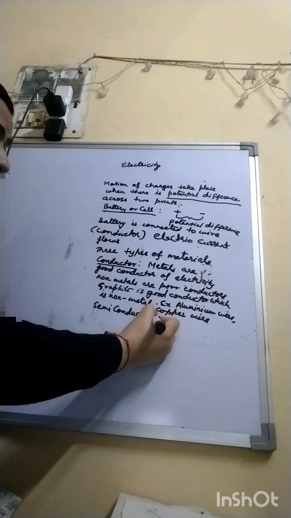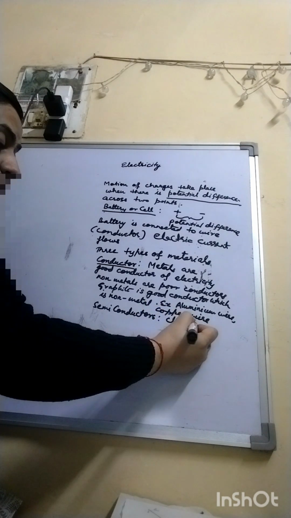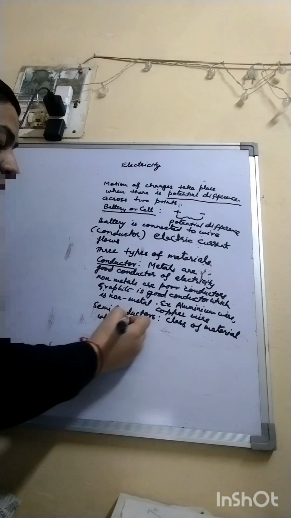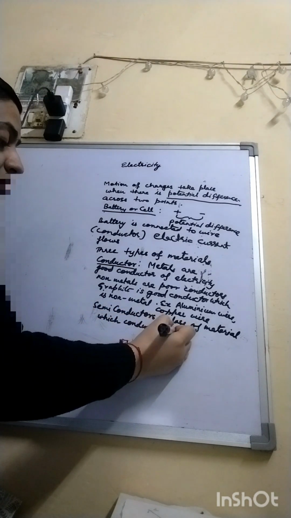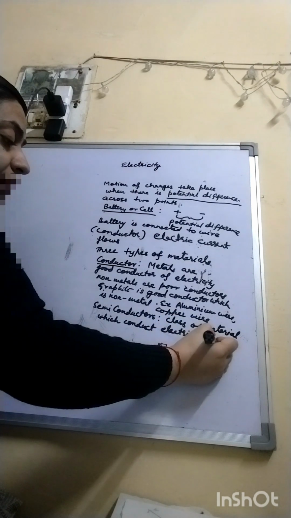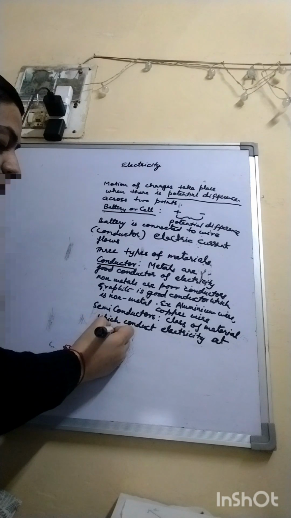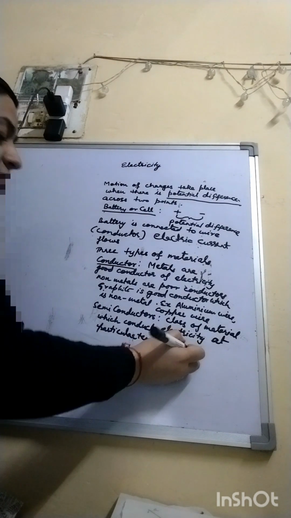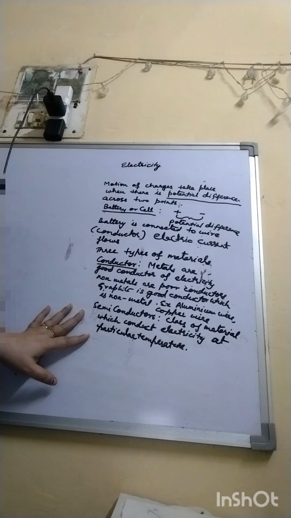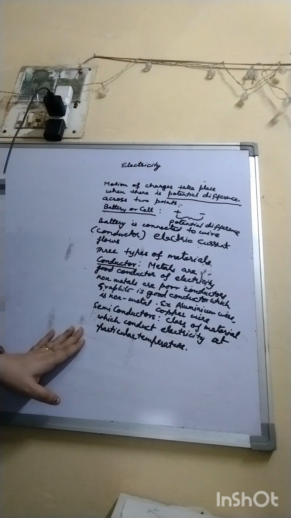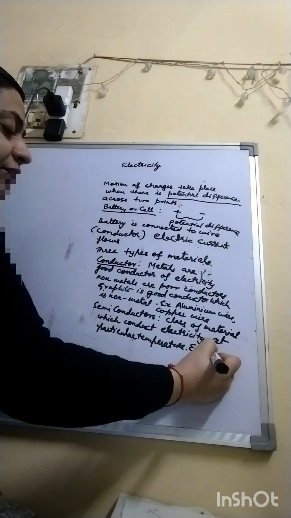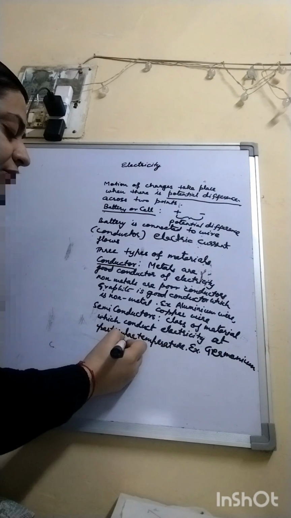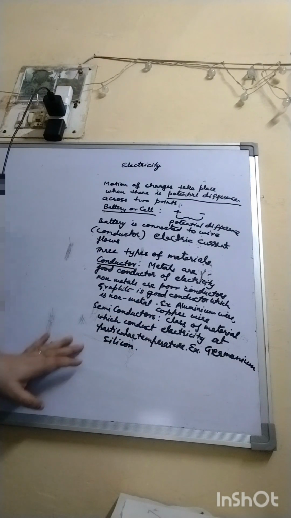Then you have semiconductors. Semiconductors are a class of material which conduct electricity at a particular temperature. When the temperature is increased, the conduction starts. However, if the temperature is low, there is no flow of electric charges. Examples are germanium and silicon. So these are a few of the materials which are called semiconductors.